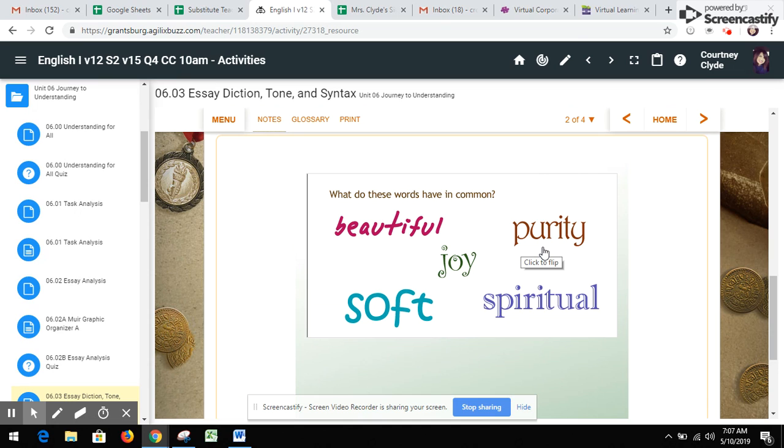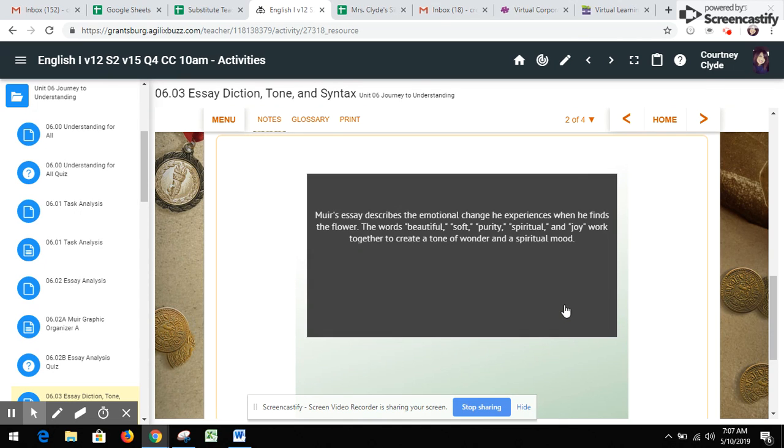So beautiful, purity, joy, soft, spiritual. And again, there's that emotional change, right? There's that shift once he finds the flower. Okay. It says it creates a tone of wonder and even a spiritual mood. Yes, John Muir was a naturalist. I know we talked a little bit about naturalism versus romanticism, right? But there is some romanticism, a little bit of that spiritual element in his essay for Calypso Borealis.